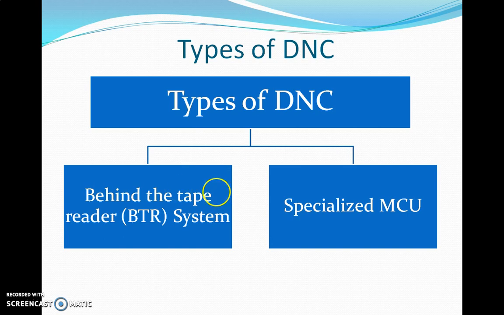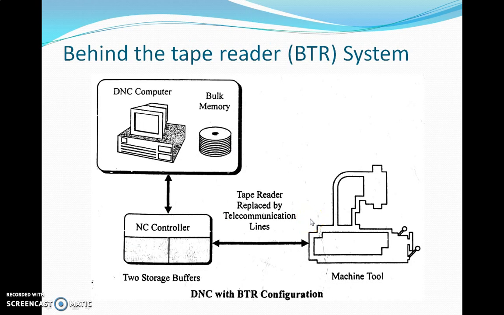Now let us see what the different types of DNC are. There are two types of DNC. One is behind the tape reader system and the other is specialized MCU. For behind the tape reader system, the block diagram is shown here. It has a DNC computer with a bulk memory. There is a CNC controller which has two buffer storages, and we have telecommunication lines which replace the tape reader, and of course we have the machine tool itself.